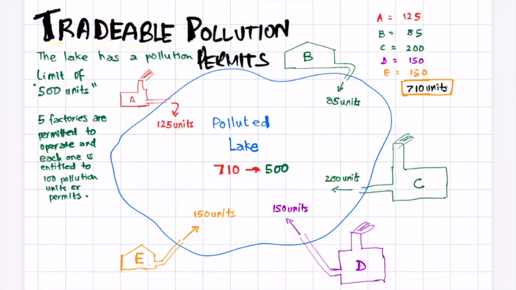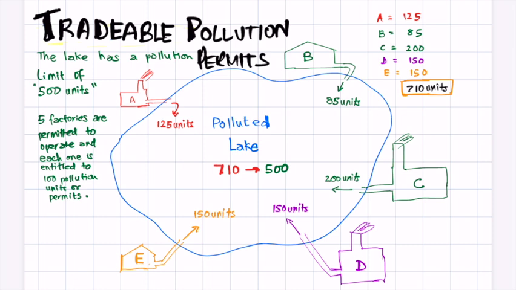So let's take a look now at how the tradable pollution permits game or simulation will work. Here you have, in this scenario, a polluted lake or area, and the management authorities, the government of this country or state, has decided to set a pollution limit in this lake of 500 units of pollution. It is receiving 710 units of pollution from these 5 polluting sources, 1 through 5 here.